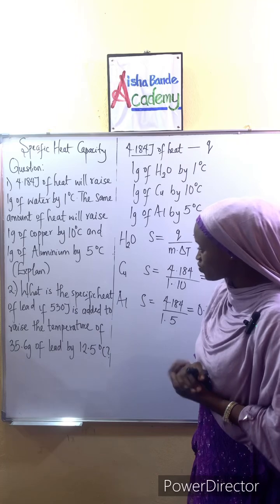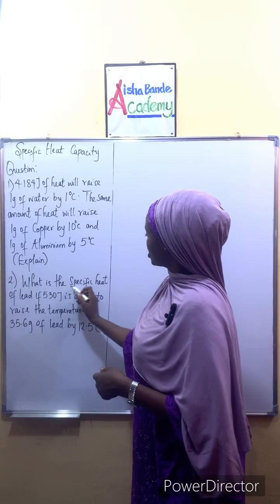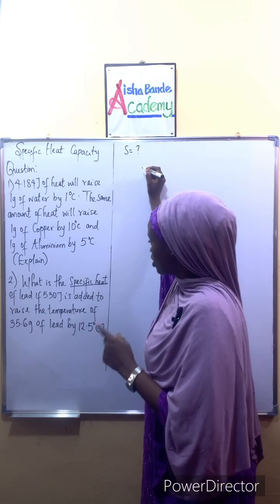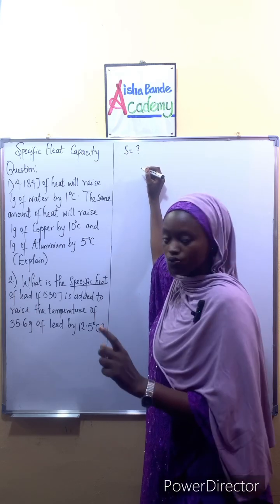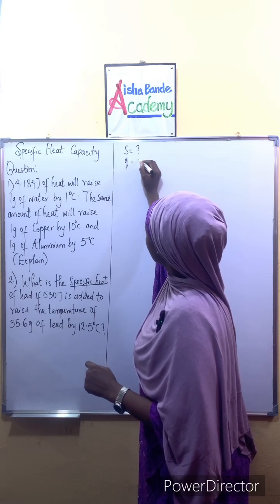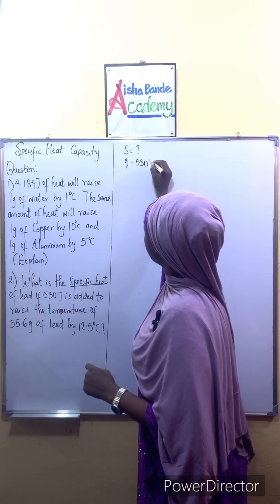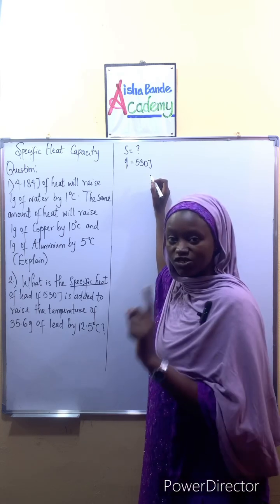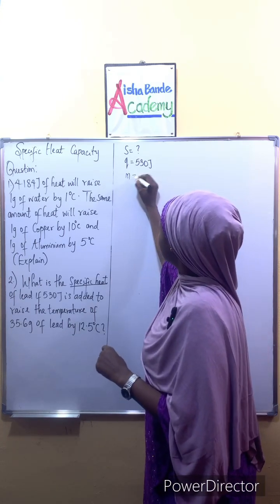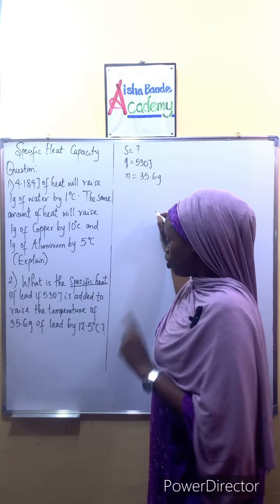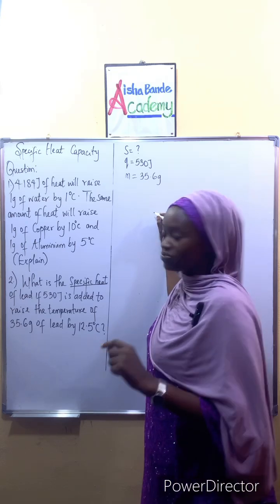So let's move on to the next question. What is the specific heat? What we require is to find the value for S, the specific heat of lead. The heat Q is given as 530 joules, which is added to raise the temperature of 35.6 grams. So the mass is given as 35.6 grams of lead, raised by 12.5 degrees Celsius.